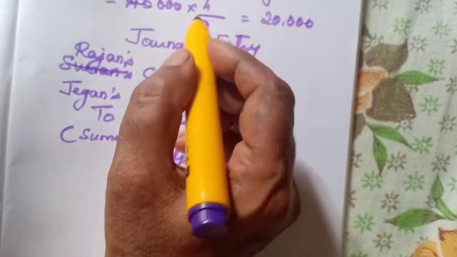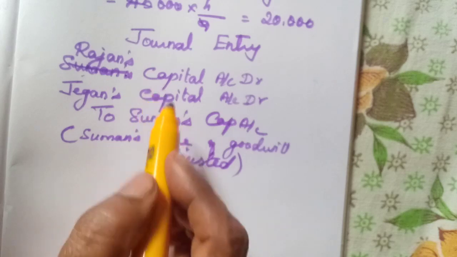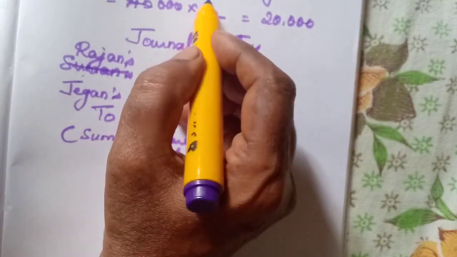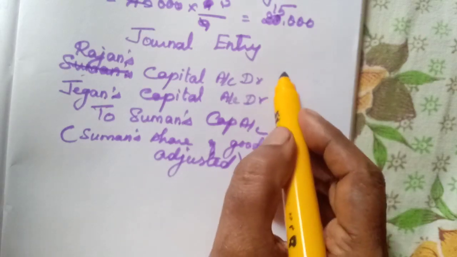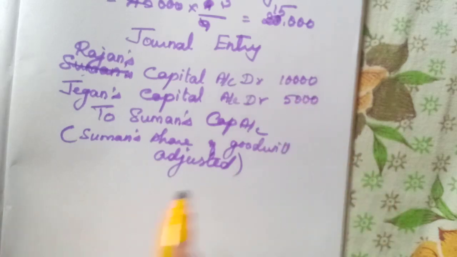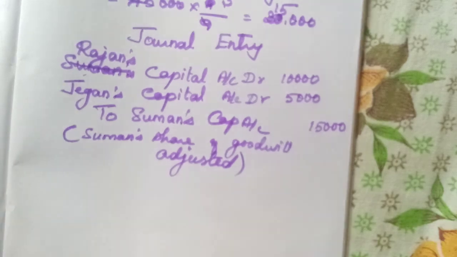Here we have calculated wrong. That Rajan, no? Only Suman's share we have taken. Suman retired. Suman's share is 3. So 15,000 only we will get. So here 15,000. So how many 3? 5. 5,000 into 2, 10,000. Here 5,000. Here 15,000. Okay, one problem.